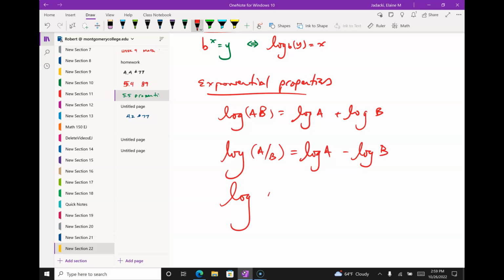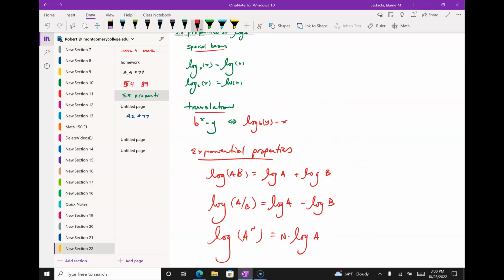The log of a to the n is n times the log of a. So I like that translation of that last one: if the log of your argument has an exponent, that exponent comes out as a coefficient.